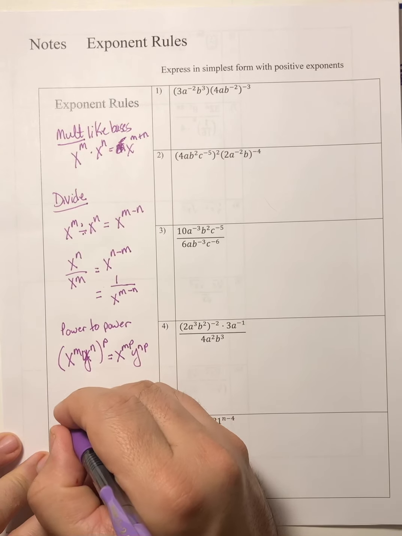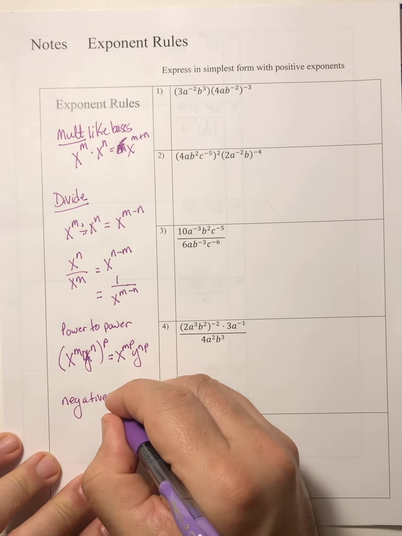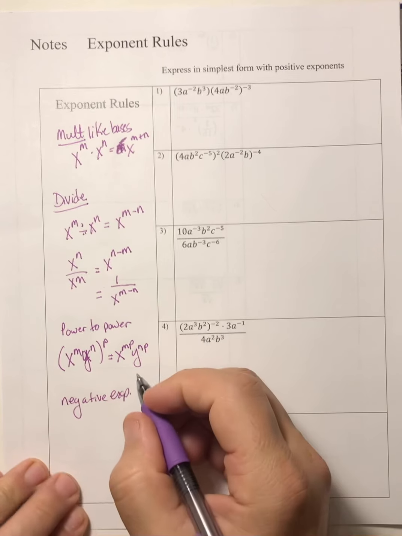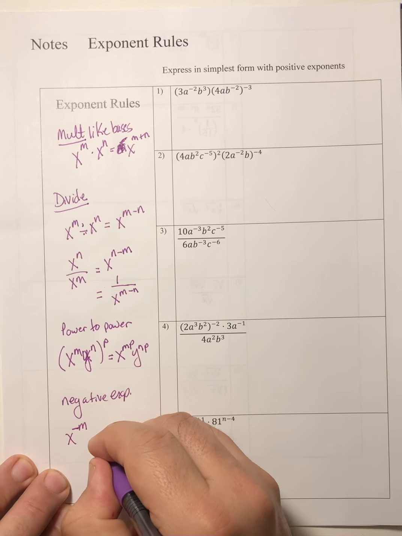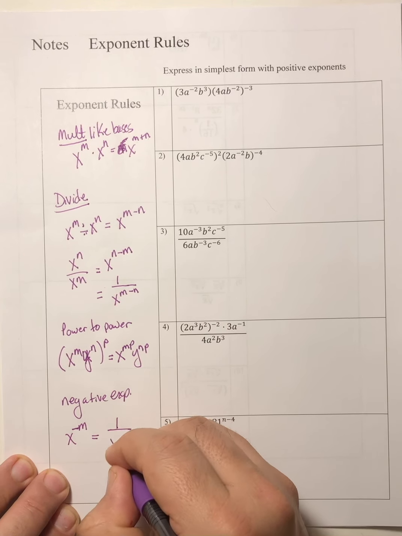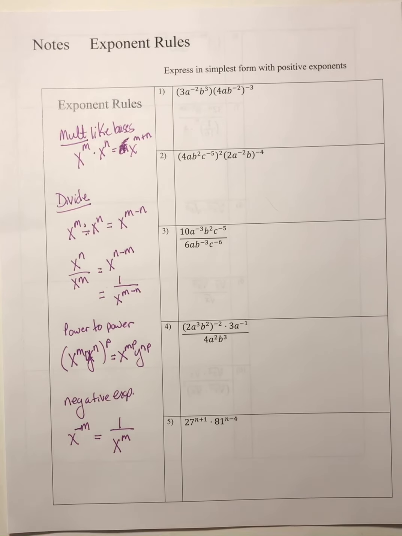And then negative exponents. Okay, so if I have x to the negative m power, that is equal to 1 over x to the m. So you have to remember to flip the base. You have to flip the base.